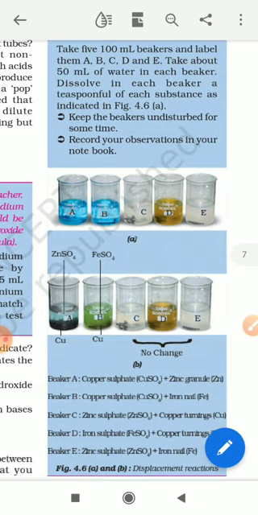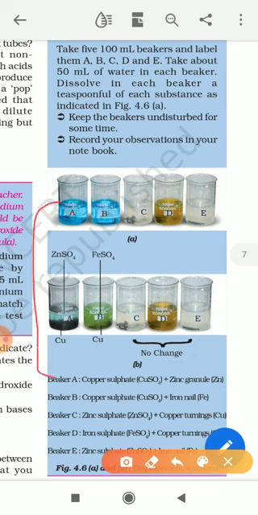Are you able to see 5 beakers? Each of these 5 beakers has 50 ml of water, and in each beaker some substances are there. In beaker A, first you put 50 ml of water, along with copper sulfate plus zinc granules.